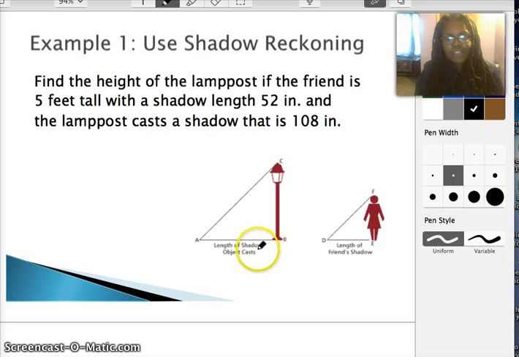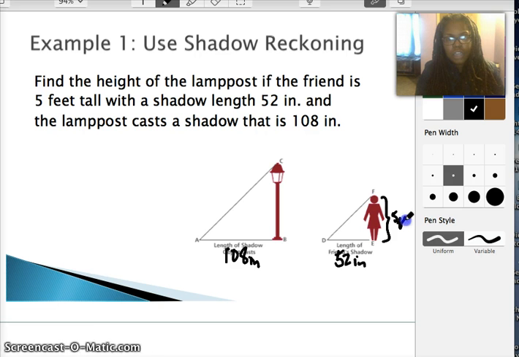So whenever I have a situation like this, I do like to write down the information that I have. So I'm going to put 108 inches here, because that's the length of that shadow, 52 inches here. And what's the other given information that we have? We've got that the person is 5 feet tall. So our friend is 5 feet tall.